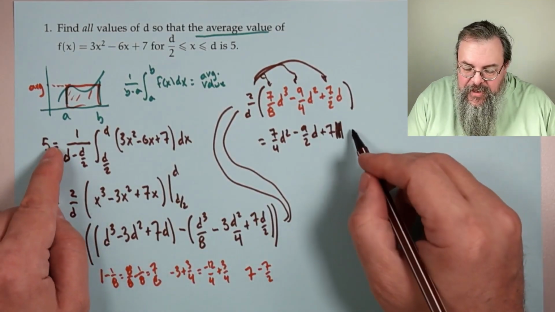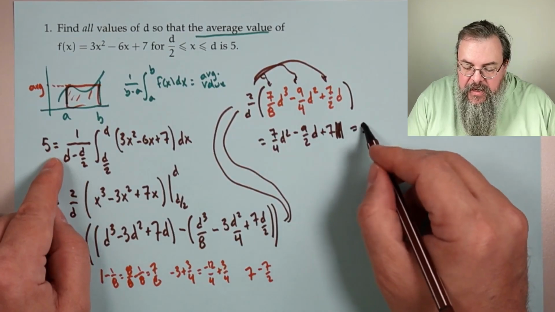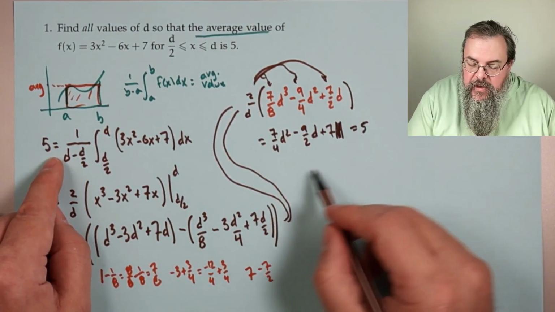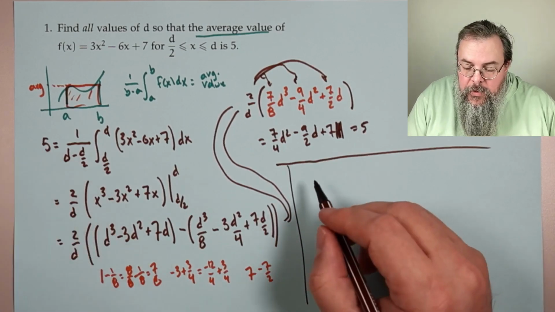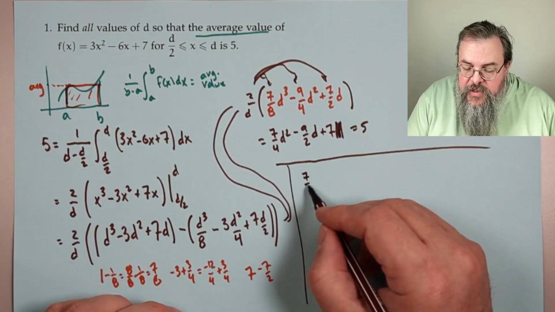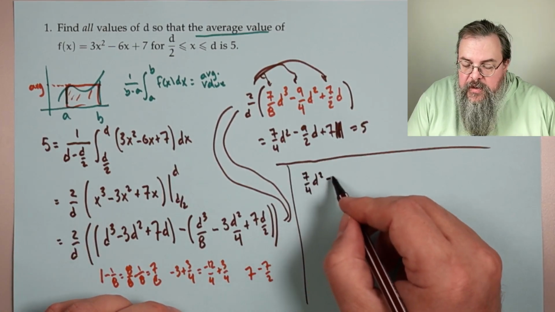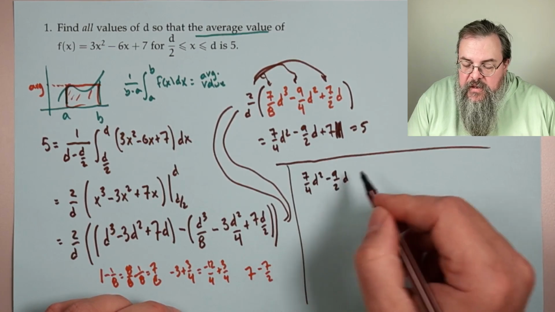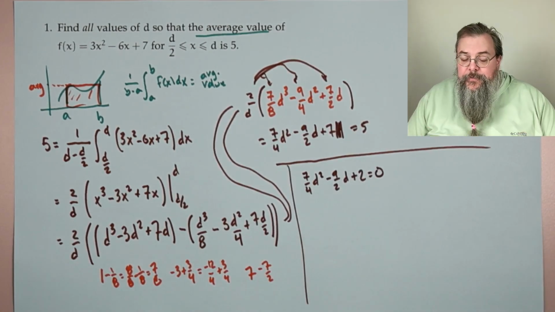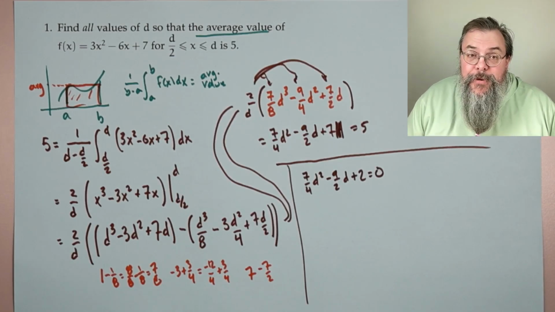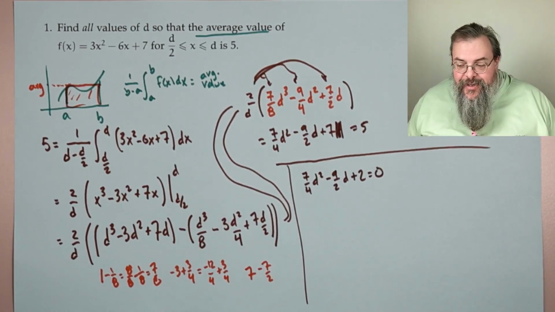So this equals 5, and if we move the 5 across, we get the following equation: 7/4 d squared minus 9 halves d plus 2 equals 0. And now the end is in sight. What do we have? A quadratic.